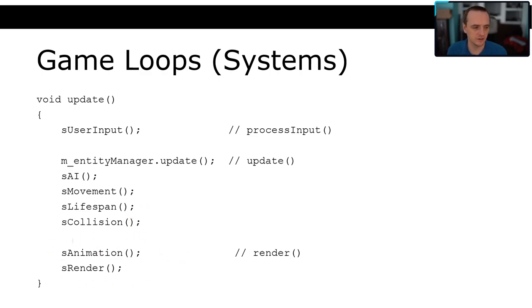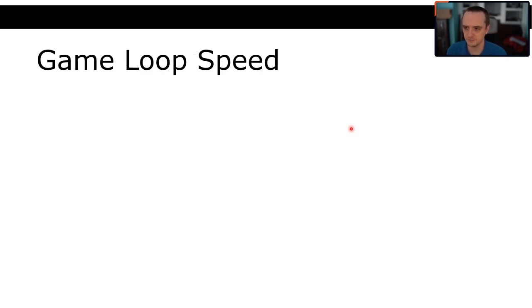And then the rendering happens down here, where we may update the animations or we update the rendering, for example, okay? So we have this process the input, update the game state, and then render the game state. And this is our main loop that keeps looping and looping and looping. So, what about game loop speed then? How is that gonna work out?